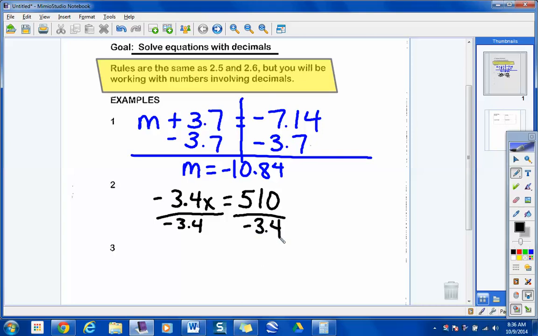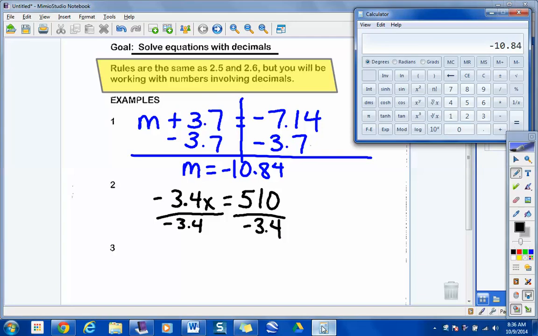All right, handy dandy calculator time. What am I going to take? What divided by what? What am I going to punch in first, gang? 510 divided by negative 3.4. You guys want me to guess on this? Yes. Negative 150 is my guess. Yes. I got that. Boom!